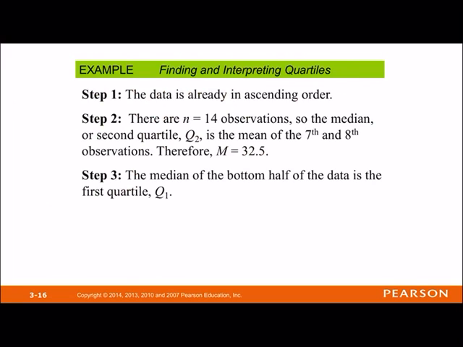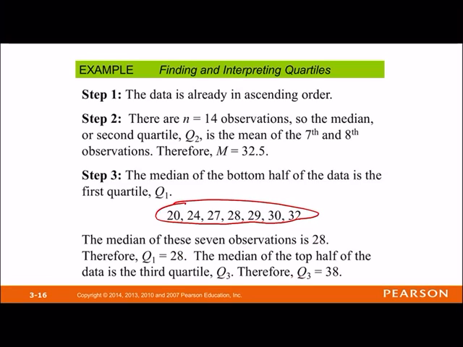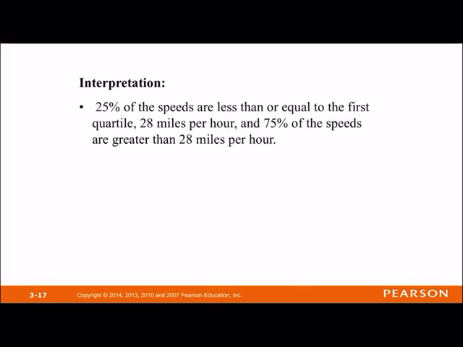The median of the bottom half of the data is the first quartile, and again, this was the numbers that were on that last slide, just another way to look at it without all my writing in the way. If we found the median of that set of observations, you would have gotten 28, and then the top half of the data would have been Q3, which was 38, all of which we found on that last slide. So our interpretation here: 25% of the speeds are less than or equal to the first quartile, which is 28 miles per hour, and 75% of the speeds are greater than that 28 miles per hour.